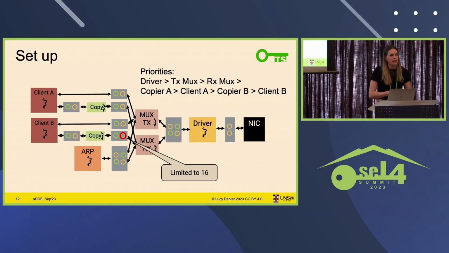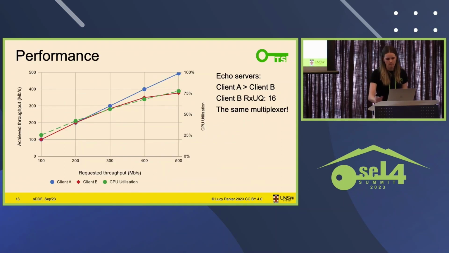So in order to combat this, I limited the low priority client's queues to just 16 on the receive path. So the original size was 512. So this limits the receive throughput available to the low priority client. And here is the performance. So you can see client A, as expected, achieves its requested load, and client B is just shy of 400 megabits per second. But I'll say that this is with the exact same multiplexer policy as I showed in the equal priority case.